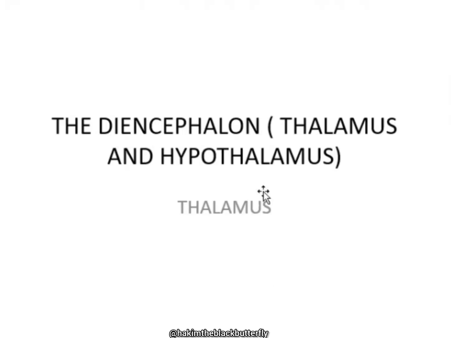So today we are going to look at the thalamus. The thalamus is part of the diencephalon. And you remember our forebrain was made up of two secondary vesicles, the telencephalon, which forms the cerebrum, and the diencephalon, which forms the thalamus, hypothalamus, epithalamus, and part of the eyes. So today we are going to look at the thalamus, which is part of the diencephalon.